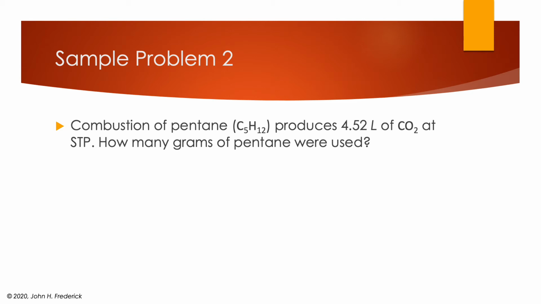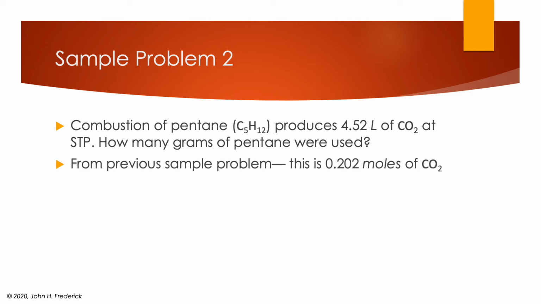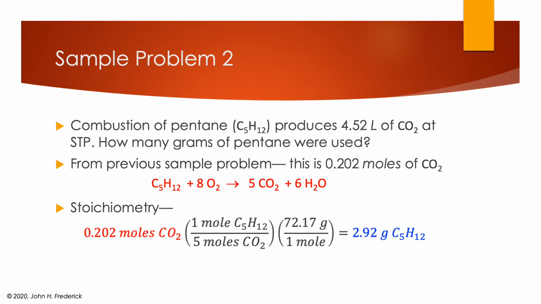Now, I am going to need a balanced chemical equation, and as I mentioned in the previous sample problem, we figured out how many moles of CO2 there were. The balanced chemical equation that we need for this problem is given here: C5H12 plus 8 O2 goes to 5 CO2 and 6 H2O. Well, it's a pretty involved chemical reaction. So now when we solve the stoichiometry problem, the thing that I have is the moles of CO2, and the thing that I want is grams of pentane. So here's what it looks like.